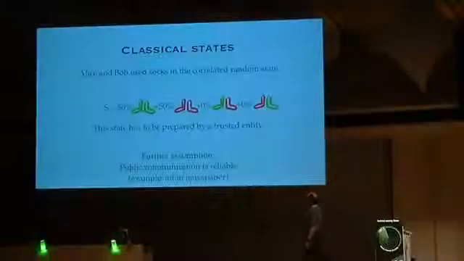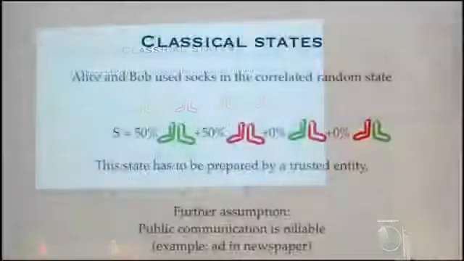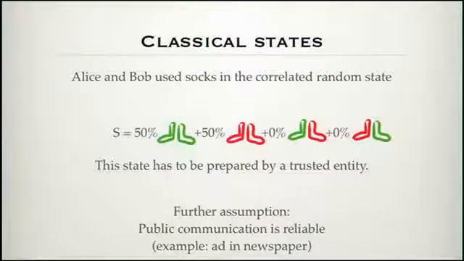Everything is trivial so far, but let's abstract from this a little bit. What they use here is that the sock pair they share is in a correlated random state. That's essential. It has to be random. It wouldn't work if all the socks were red, because then there wouldn't be a code. It has to have this random element, so Eve cannot guess which one they pick unless she gets a copy. And it also has to be correlated.